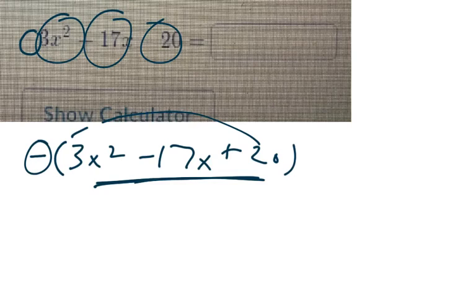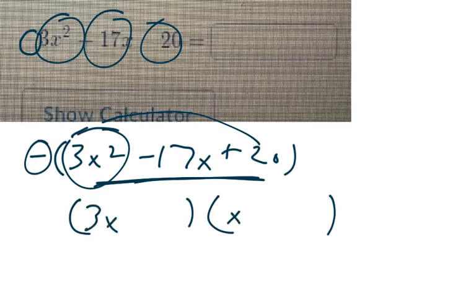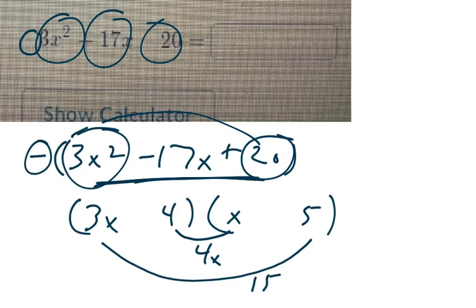Instead, I'm just going to guess and check again. I'm going to do my parentheses. Guys, how do we make 3x squared? There's only one way. 3x times x. What's the most common way to make 20? Isn't it 4 times 5? Now let's see what happens. Isn't 4 times x 4x? Isn't 5 times 3 15x? Does that give me minus 17x? No, it doesn't. But don't panic, guys.